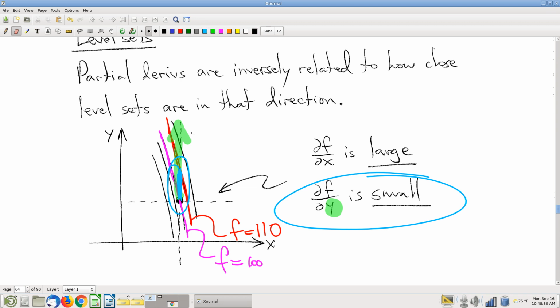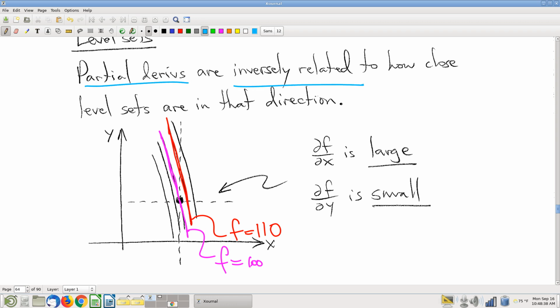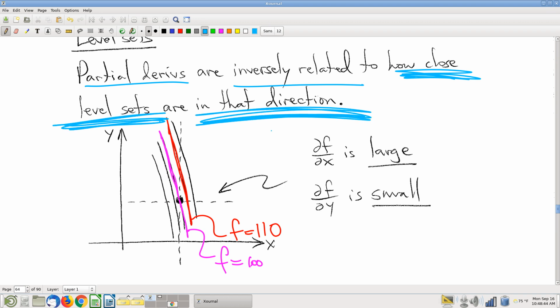So, roughly speaking, an interpretation that you can take is that partial derivatives are inversely related to how close the level sets are in that direction. You can see as you move in the x direction, the level sets are pretty close together. As you move in the y direction, the level sets are not as close together. And correspondingly, keep in mind those are denominators, you can infer some sense of partial derivatives from that. Kind of make sense? Everybody see how it's not a slope of anything? Okay. All right.